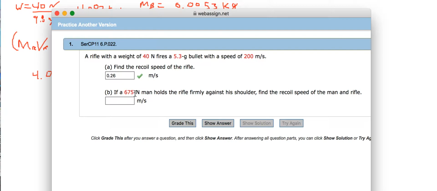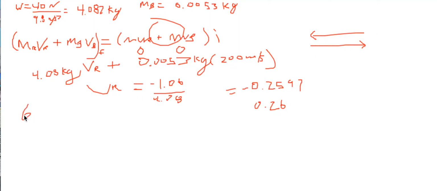And if a 675 newton man holds a rifle firmly against his shoulder, find the recoil speed of the man and the rifle. So we're going to take 675 newtons for the weight of the man, and we're going to add the weight of the rifle, which is 40. We end up getting 715 newtons total. So that means we can still use this equation, but instead of the rifle, it's going to be the total of the man and the rifle. Divide that by 9.8 to get mass.